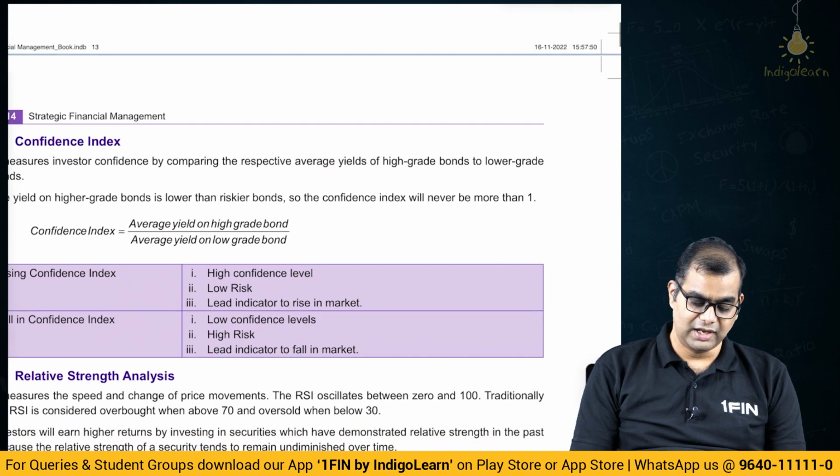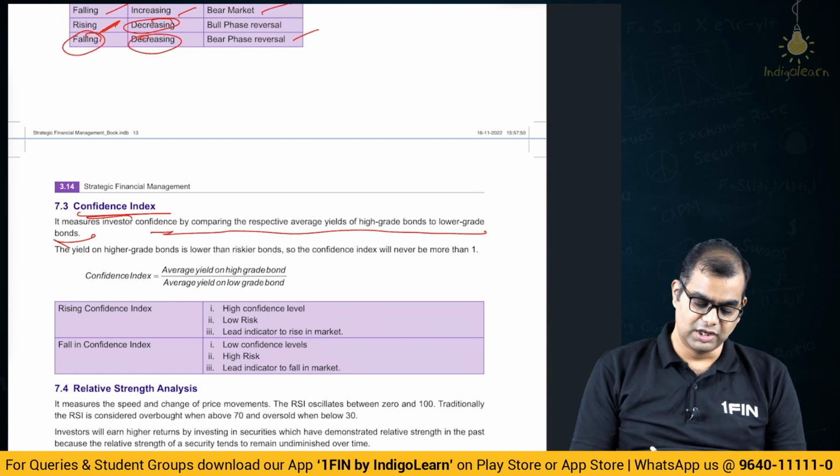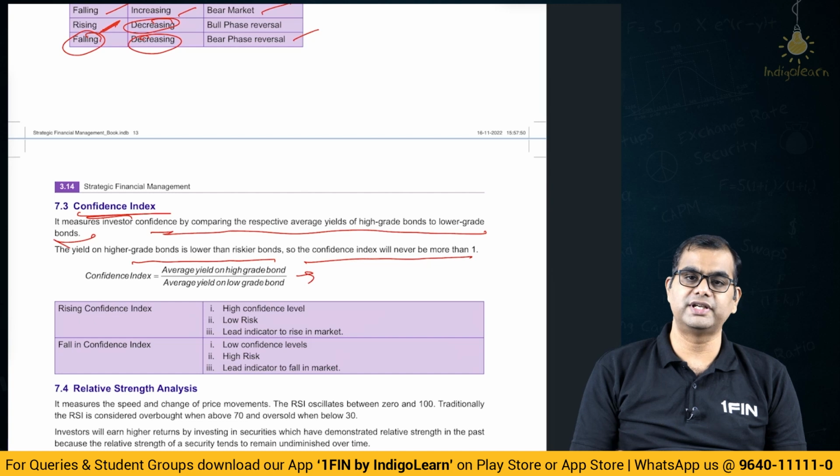Then you have something called the confidence index. What is this confidence index? It measures investor confidence by comparing the respective average yields of high grade bonds and low grade bonds. The yield on high grade bonds is lower than on riskier bonds, so the confidence index will never be more than 1. What is the yield on a high grade bond? Let's say it is 5%. A low grade bond, let us say, is 10%.